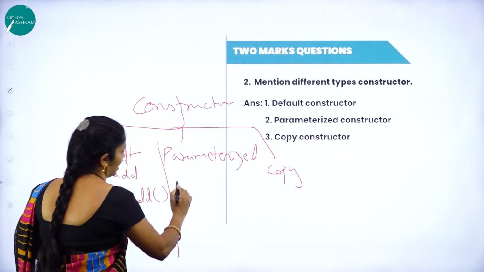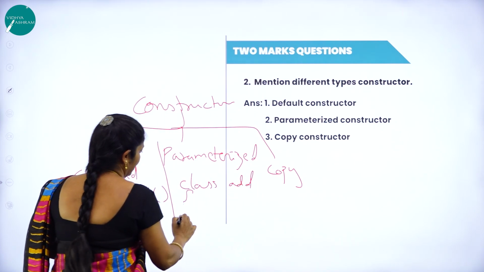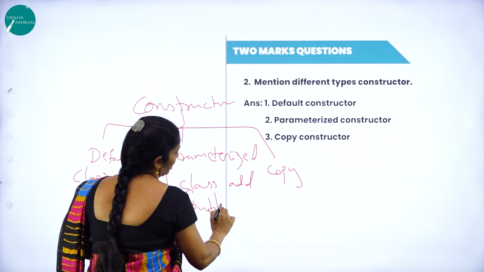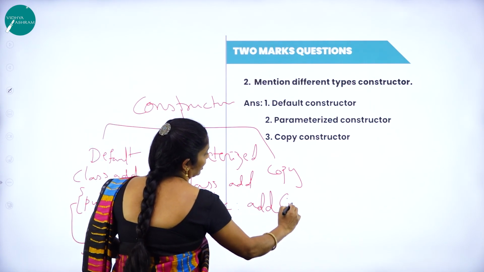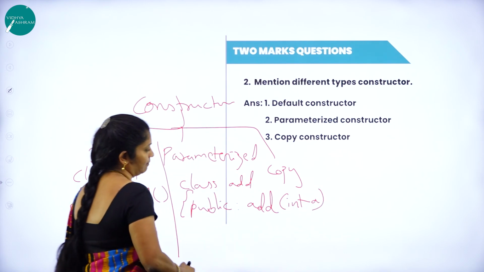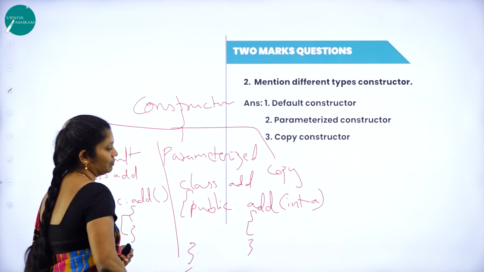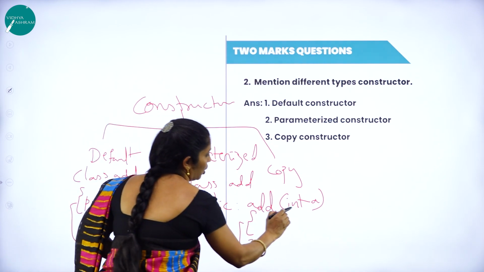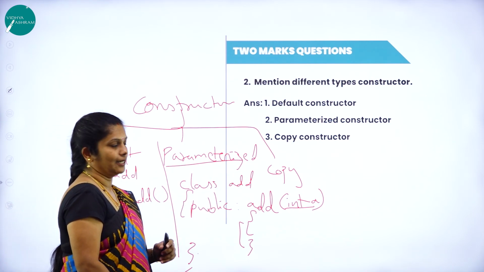Whereas for a parameterized constructor, we write class add only. Here in the public section, we are taking add only, and inside the bracket, for example, int a. Then here I will initialize the value. Then here we are closing the function. If you observe here, if you have arguments, then it can be called a parameterized constructor.